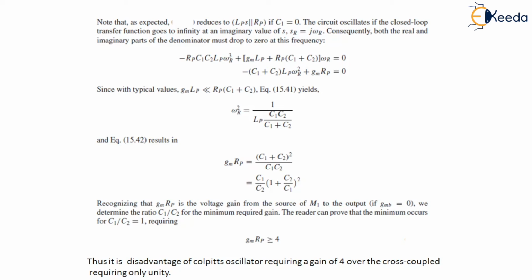We have already seen that it requires that Gm1 RP times Gm2 RP should be greater than or equal to 1, whereas the Colpitts oscillator requires a minimum gain of 4 for the circuit to oscillate. So this is the disadvantage of the Colpitts oscillator over the cross-coupled oscillator.